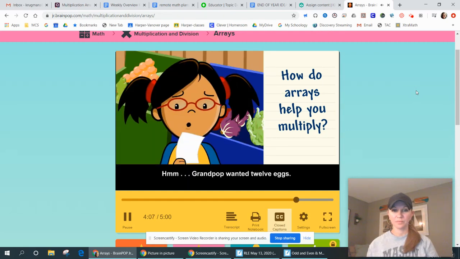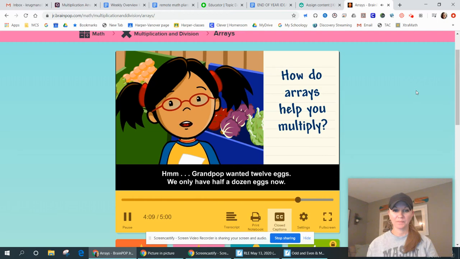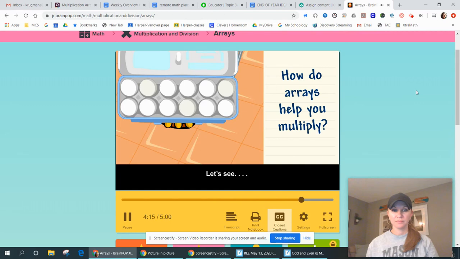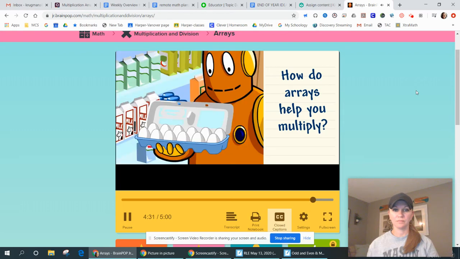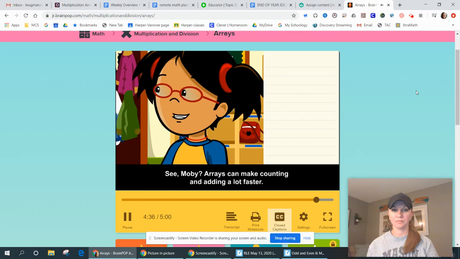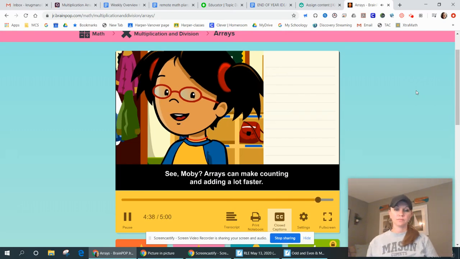Grandpop wanted 12 eggs. We only have half a dozen eggs now. Let's see. There are 2 rows of 6 eggs. That means there are 2 sets of 6. So 2 times 6 is equal to 12. That's exactly how many eggs we need. See, Moby, arrays can make counting and adding a lot faster.